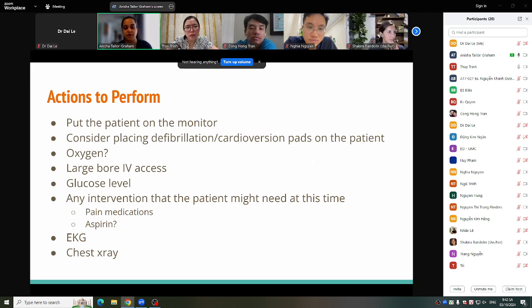Always getting a glucose level on patients that come in is helpful, and then any interventions that the patient might need at this time. So is there a need to give the patient pain medications? Are you suspicious for acute coronary syndrome? Do they need aspirin at this time, or is it okay to hold off? And then, of course, getting an EKG as quickly as possible and then a chest X-ray. When we're doing case studies, it's always important to verbalize and say all of these things so that we know that you would be wanting to get these studies going for the patient and perform these interventions and actions.